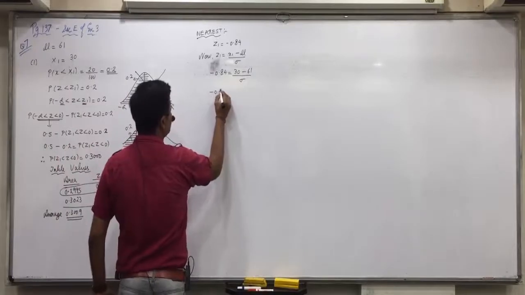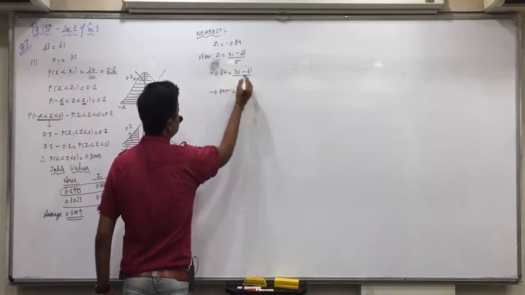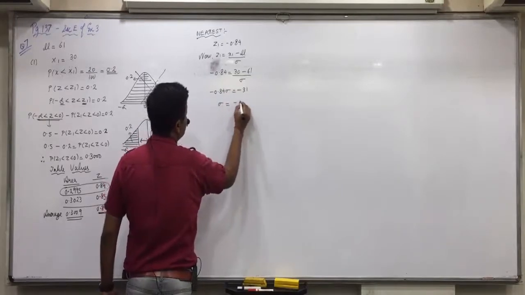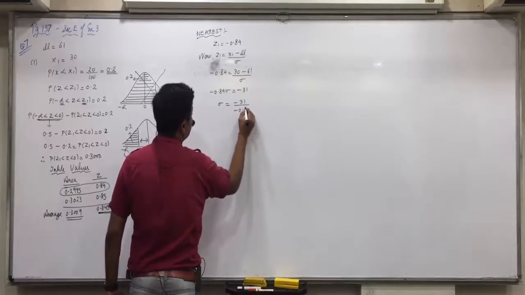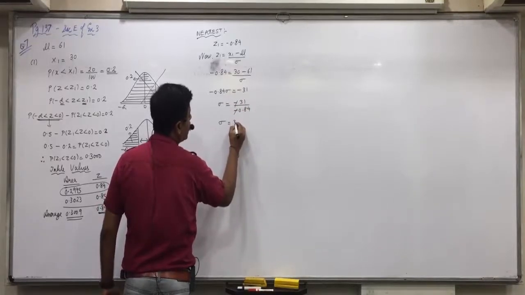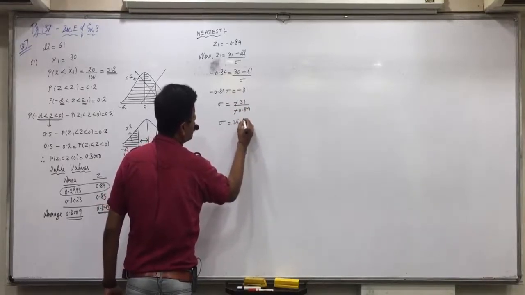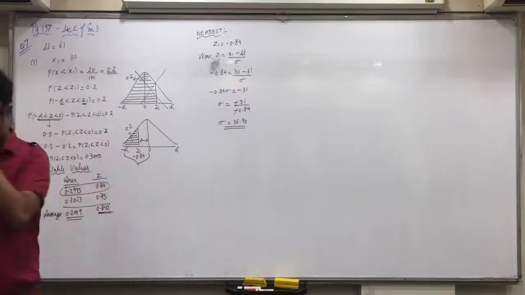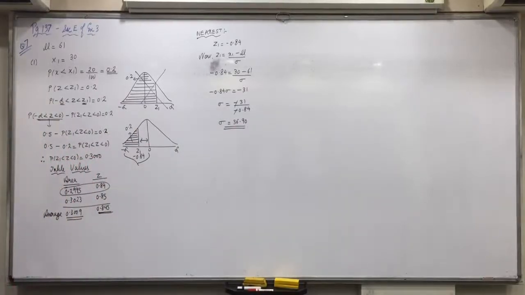Now 0.84 sigma equals 30 minus 61, which is minus 31, and sigma would be minus 31 upon minus 0.84. The minus gets cancelled. So 36.9, that is 36.90. Did everyone understand this? Yes, sir. Does anyone have any doubt in this question?